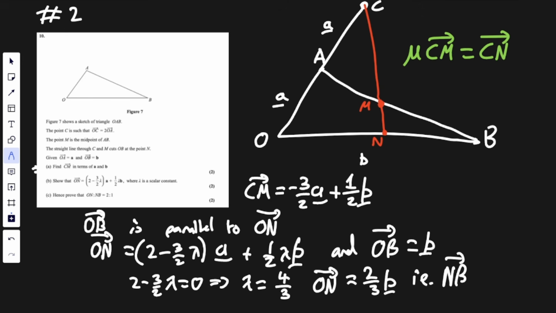N to B would be O to B minus O to N. So we get that this is a third b. And we're done. We've proved what we were trying to prove.